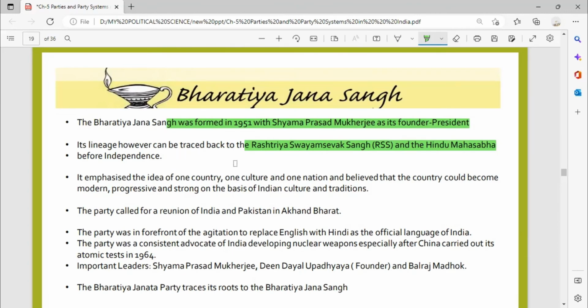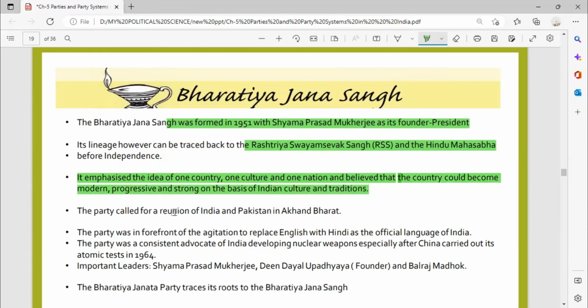It emphasized the idea of one country. So what is the main ideology of Bharatiya Jan Sangh? It emphasized the idea of one country, one culture, and one nation, and believed that the country could become modern, progressive, and strong on the basis of Indian culture and tradition, which came to be known as Hinduism.